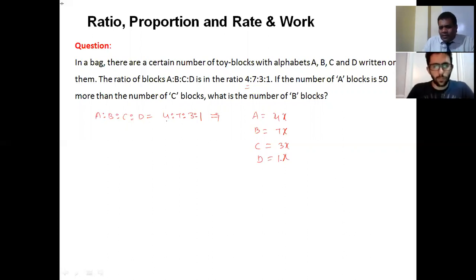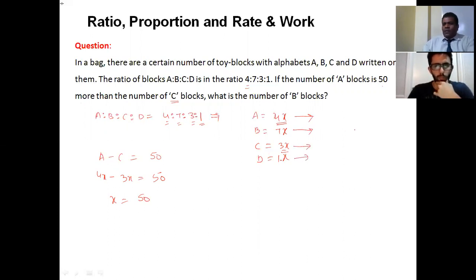Is that clear what I did? I just multiplied x to this. And how do we know the value of this constant x? You must be given some additional information, and the additional information is here. The number of A blocks is 50 more than the number of C blocks. So A minus C is 50. A is 4x, C is 3x, so 4x minus 3x equals 50. So x is 50.